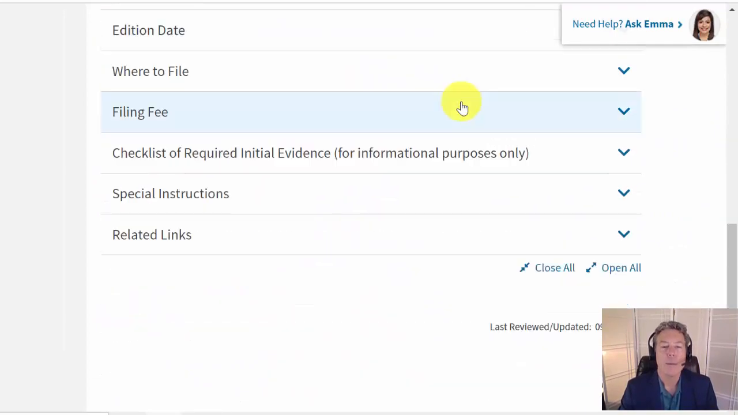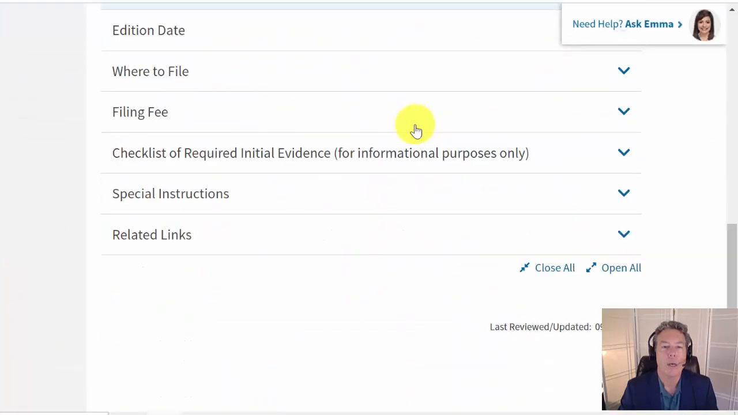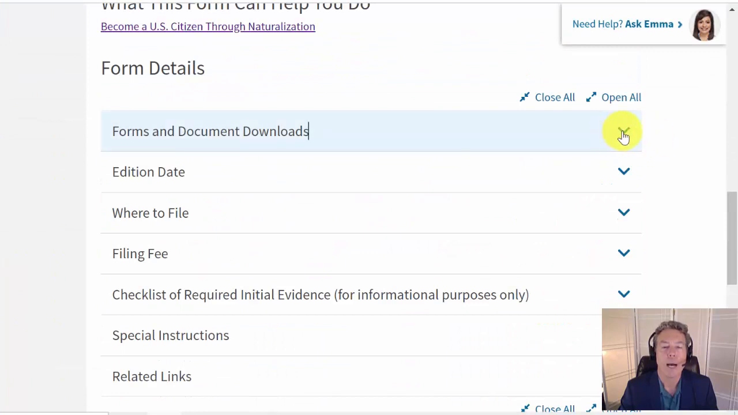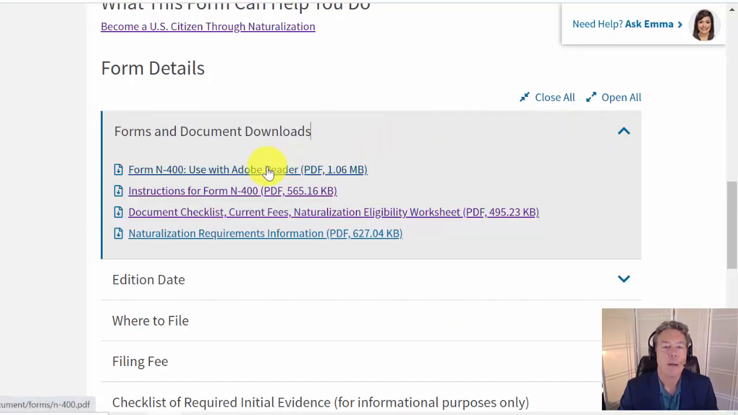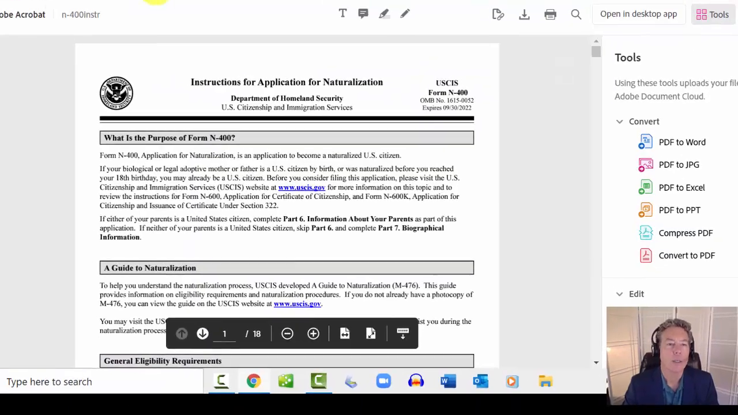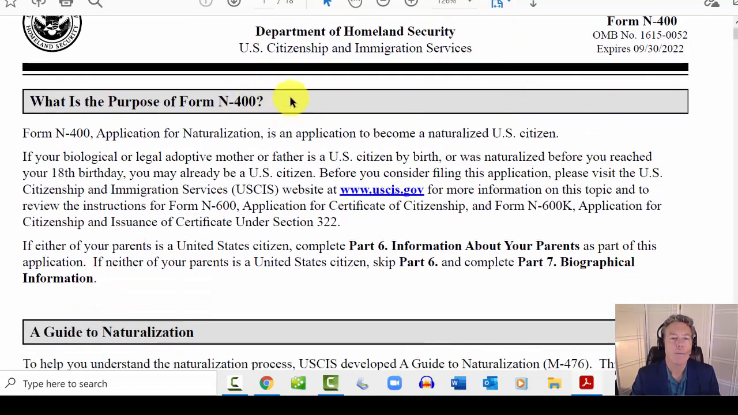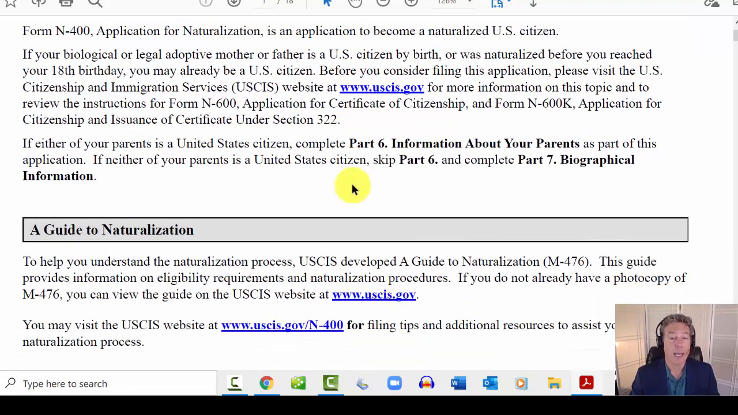Okay, great. So we're coming down. We're back here on the N400 page, right? And so we're going into our forms and documents. Here's the form, but look here, instructions to form. Well, let's take a look at the instructions to the form. Instructions for application for naturalization. All right. What is the purpose of Form N400? It's an application to become a naturalized U.S. citizen, and it's in the statute. You have to use an N400 form. So under the law, you got to use this form.